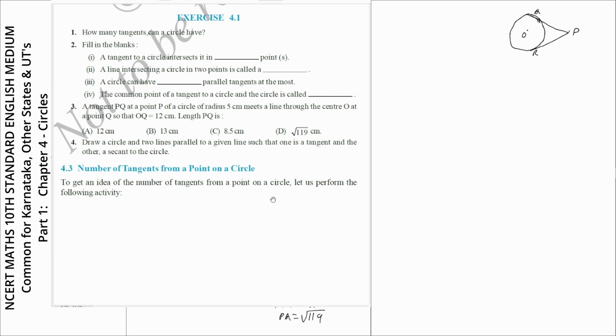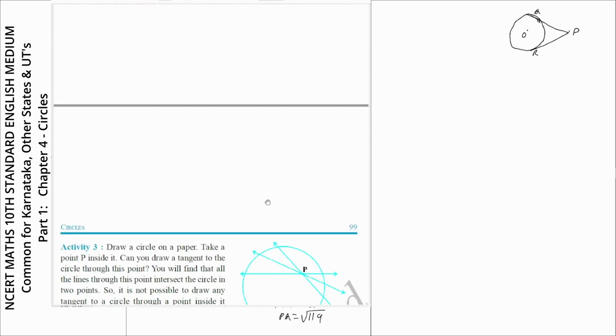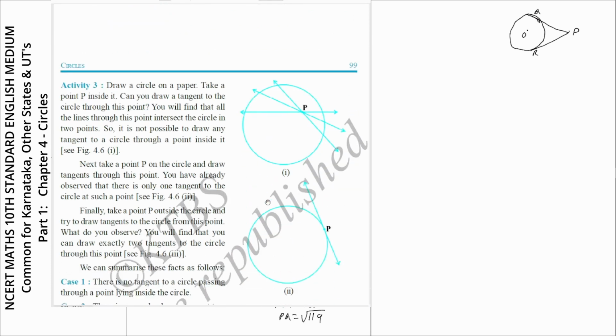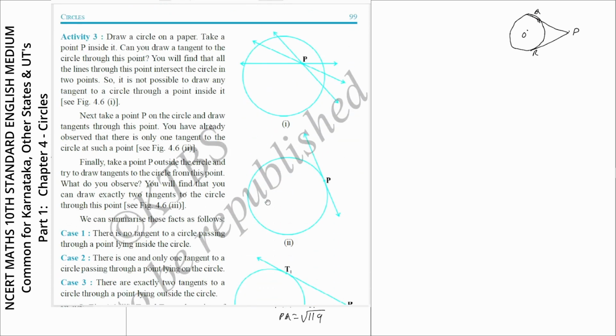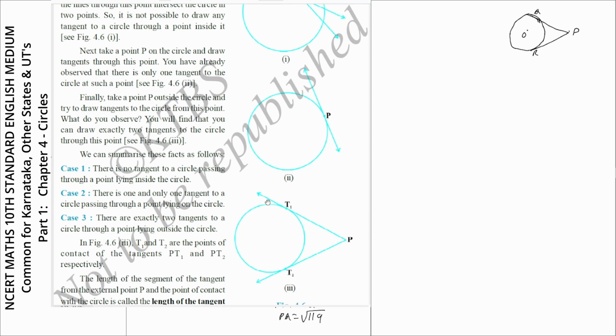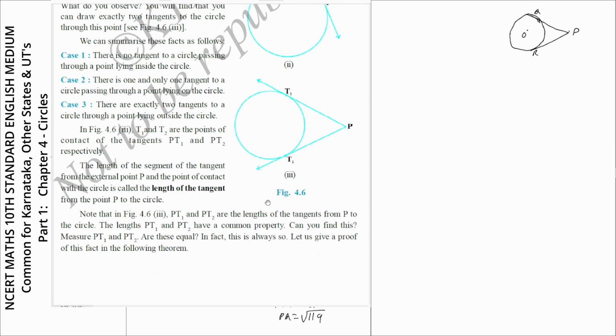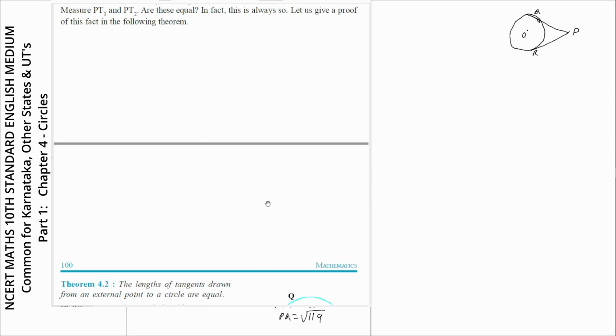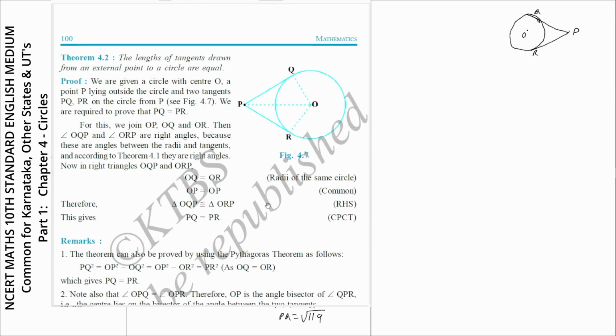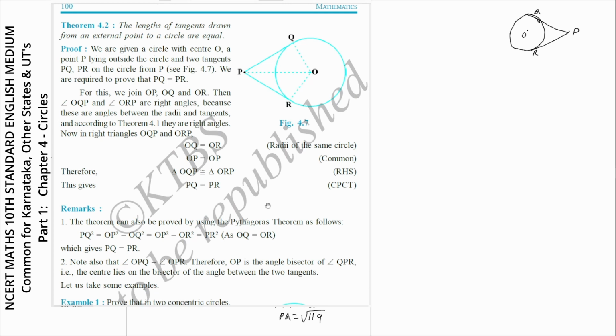So now if you see in your textbook, there is an activity. This activity is given just to make this point clear, that from an external point we can draw only two tangents. You can read and try this activity. And next theorem is theorem 4.2. I'll go to theorem 4.2.